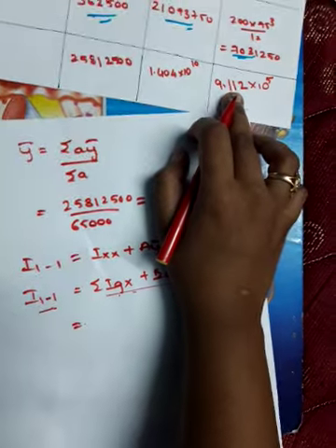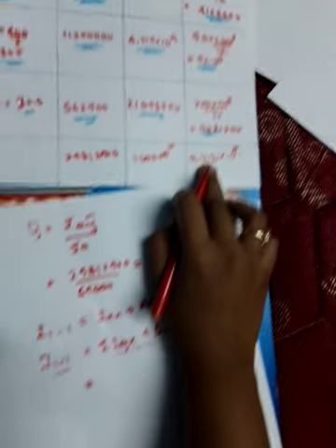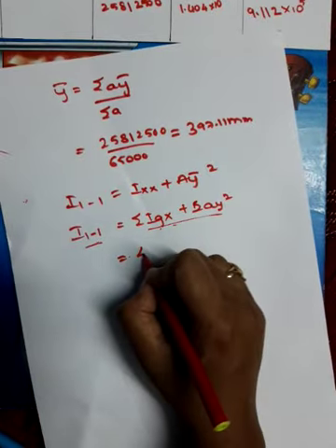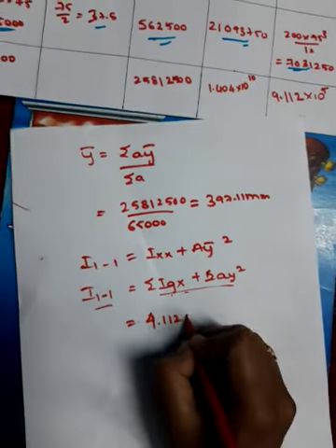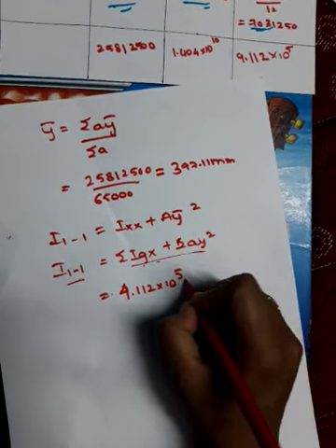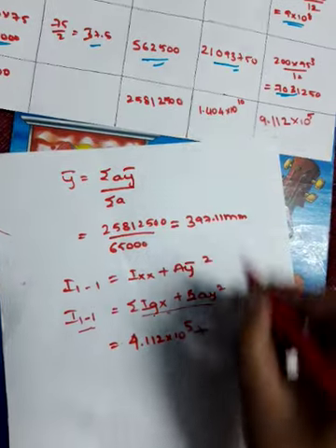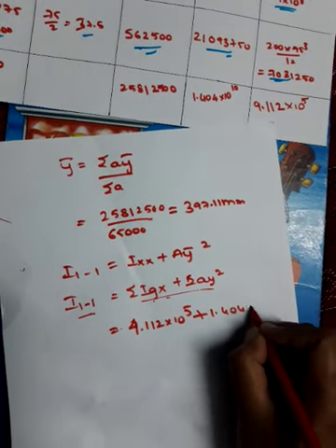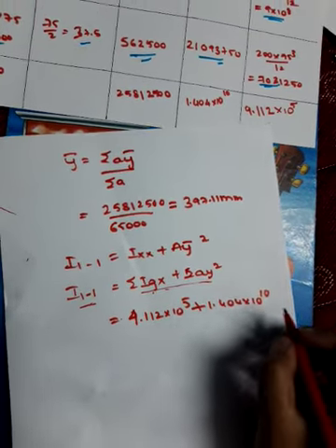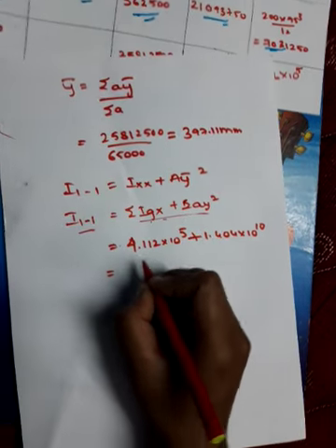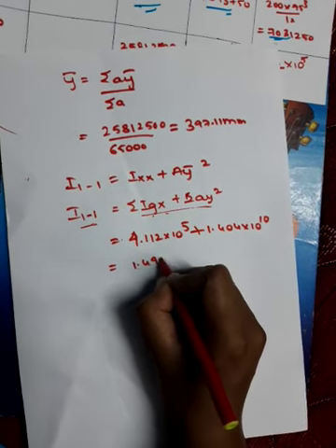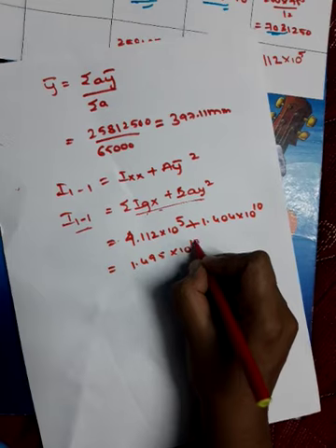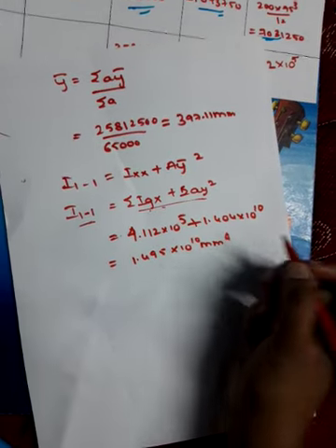Summation of Igx is equal to, here you can see the last column value, that is 9.112 into 10 to the power of 5. Then summation of A y square is this one, that is 1.404 into 10 to the power of 10. Just calculate the I11 value. So we'll be getting 1.495 into 10 to the power of 10 millimeter to the power of 4.